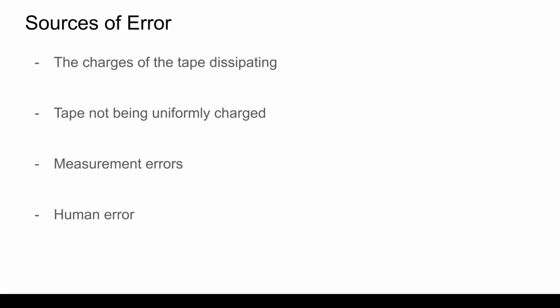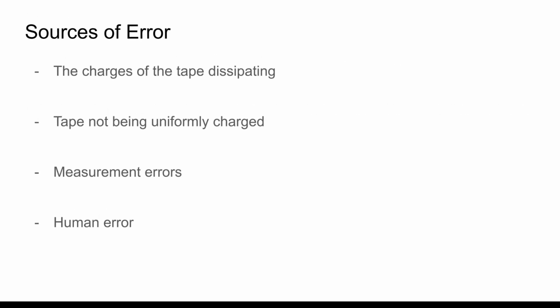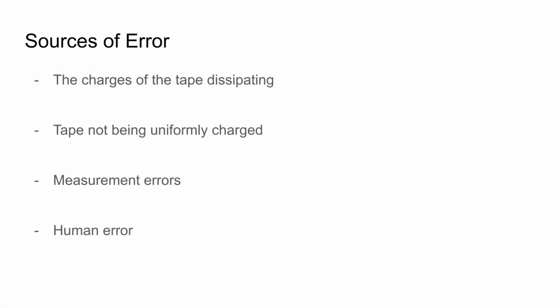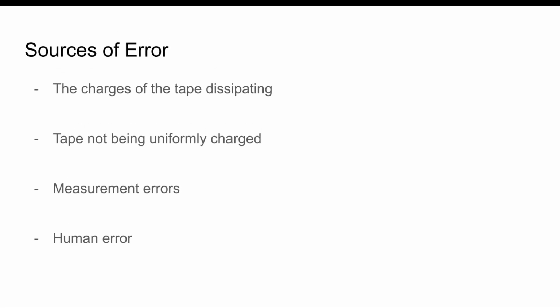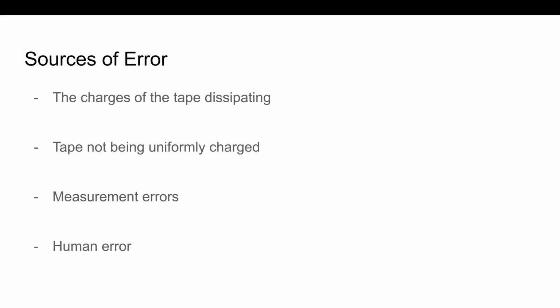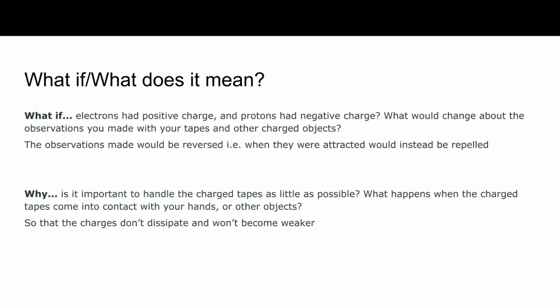Sources of error in the lab: the charges of the tape dissipating, the tape not being uniformly charged, measurement errors with the amount the tape moved, and then of course human error with how we viewed it.